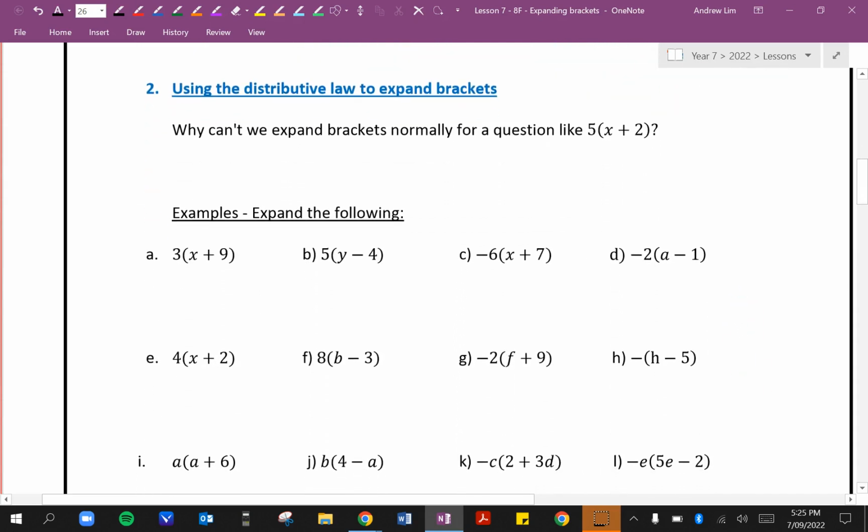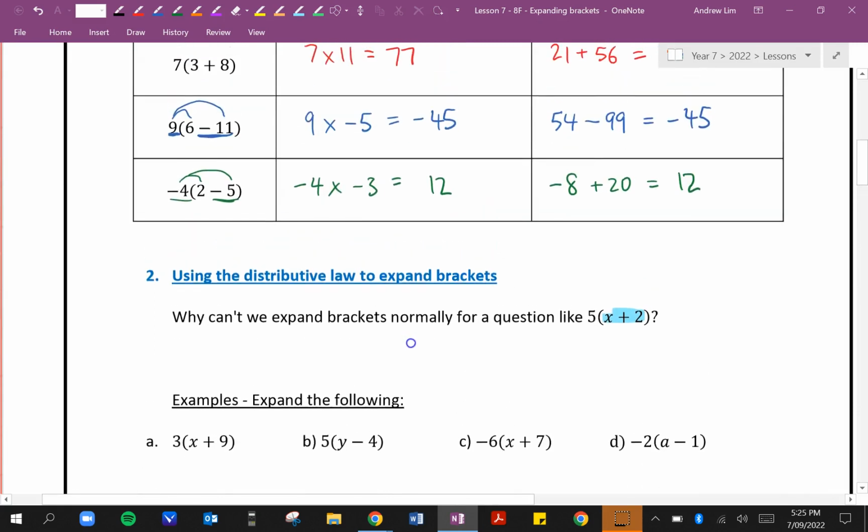Alright, so why do we need to know this distributive law? Why can't we expand brackets normally for a question like 5 bracket x plus 2? Well, the reason is because normally we have to do brackets first. And in the brackets here, we don't have like terms. We can't do it. We don't know what x plus 2 is, right? Because it all depends on what x is.